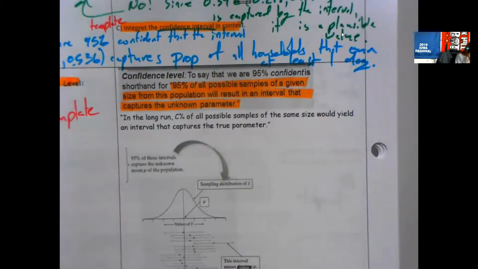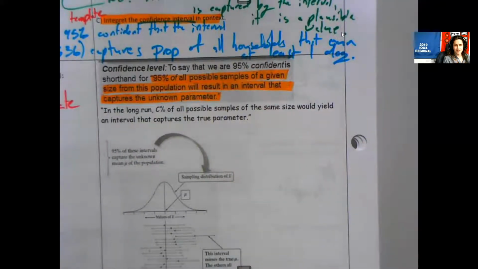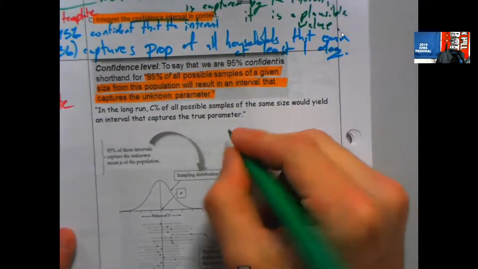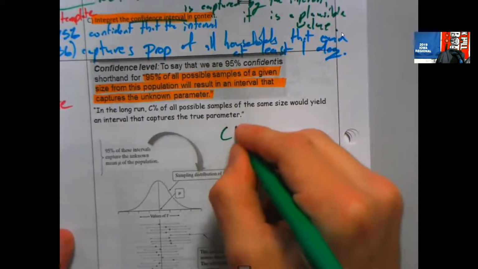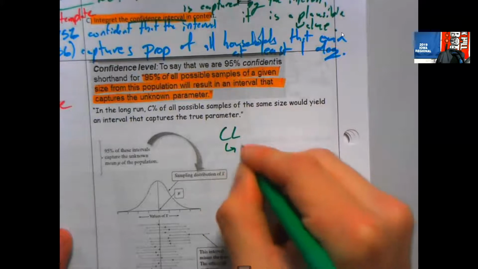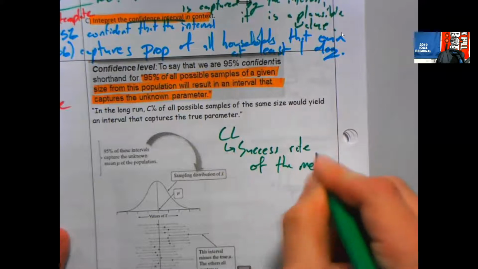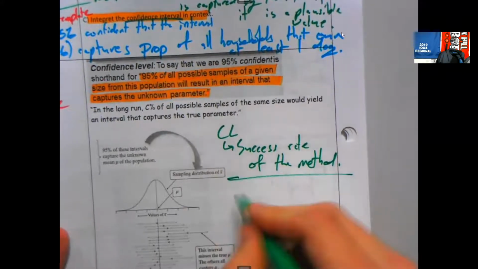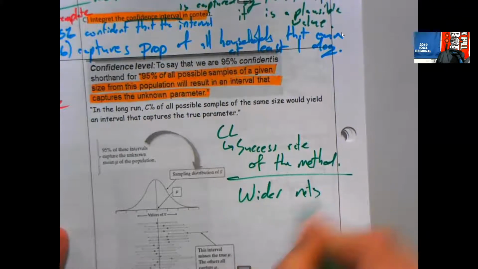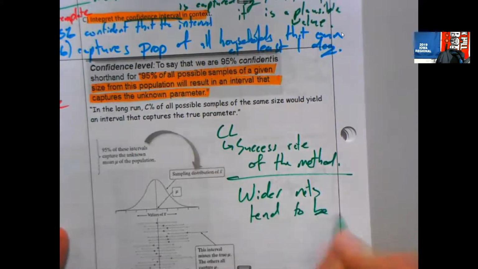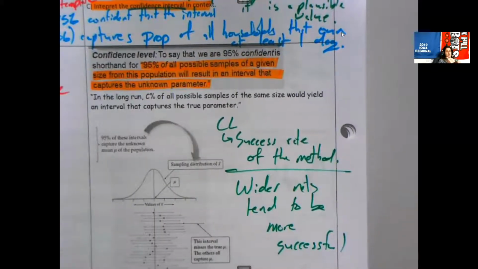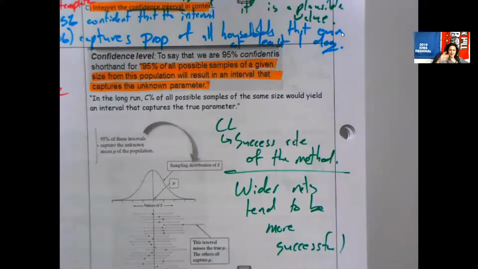How often does this method work? What's like the hit rate of the method? What's the success rate of the method? So we can think of this confidence level as the success rate of the method. And we need to remember that wider nets tend to be more successful. A couple thoughts. Confidence level, success rate of the method. 95%, C% of the time, this method is going to capture the truth. 100 minus C% of the time, it's not.